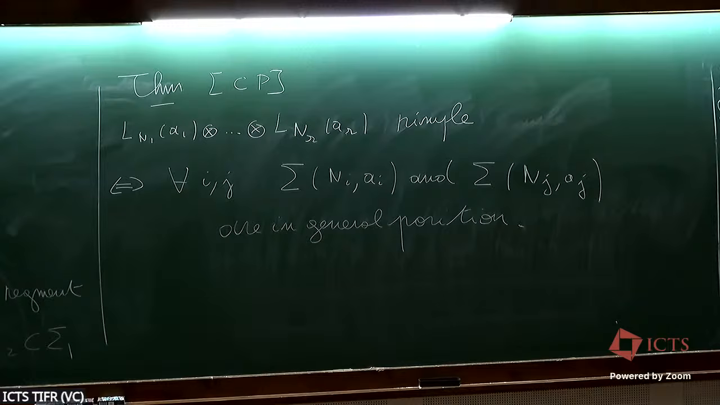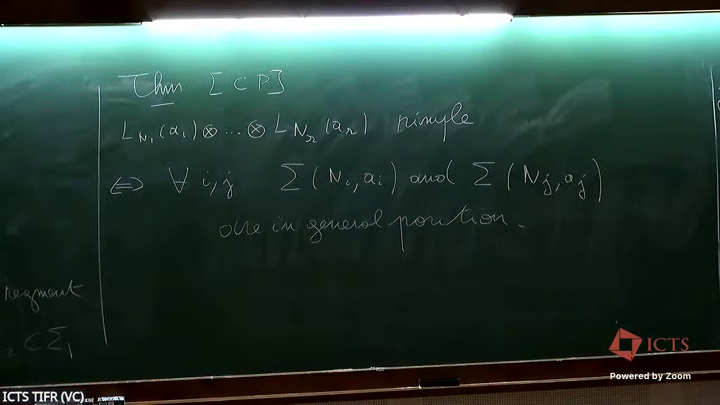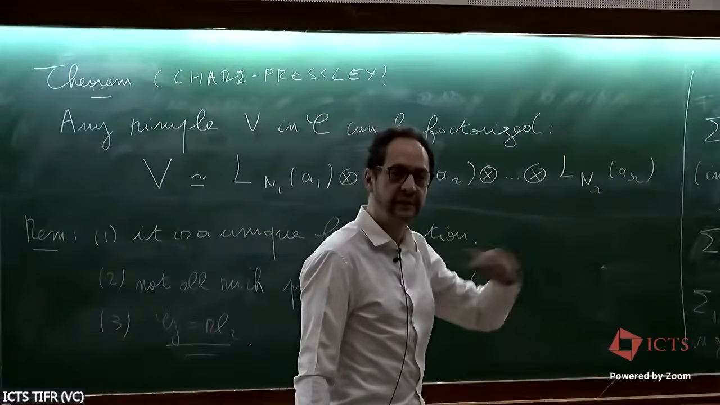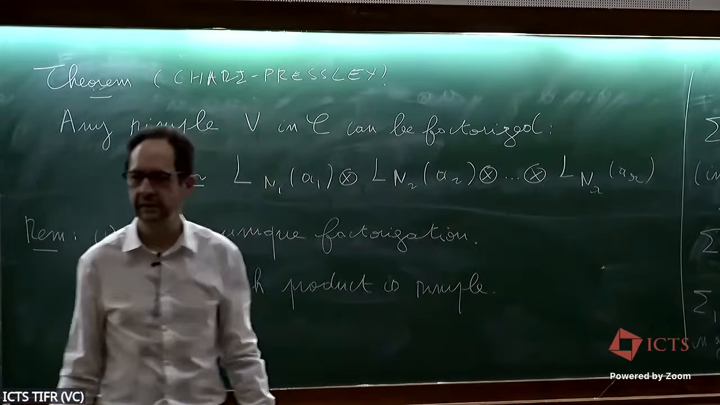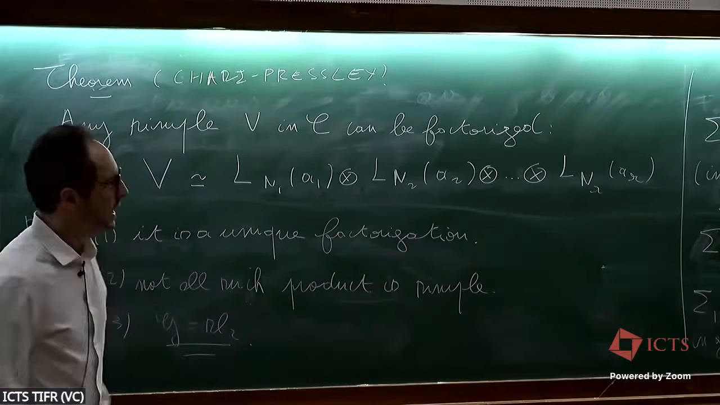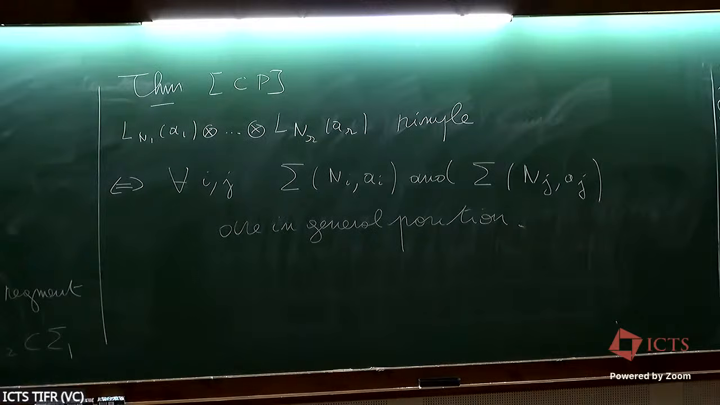In some sense, we have proved by hand a particular case of this result when we have only 2 factors and n equal 1. So that's the example we have investigated, a very particular case of this. So this result, in fact, some comments. It first gives an explicit description of all simples in the category.